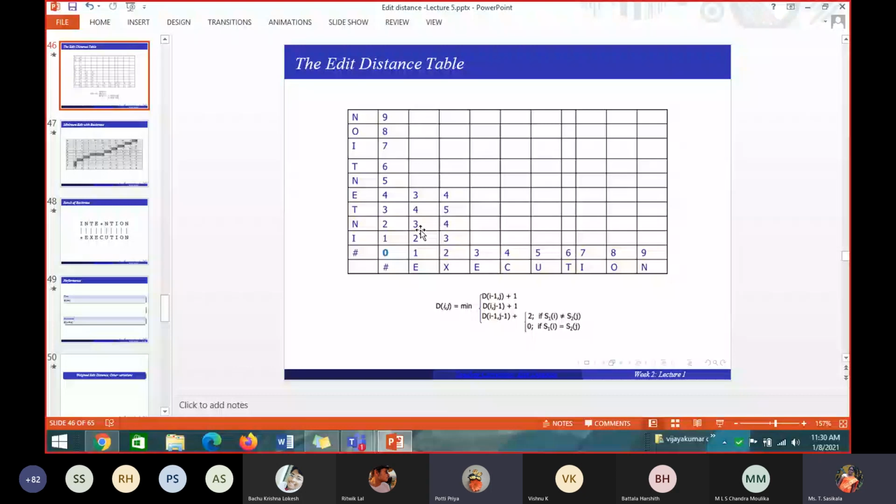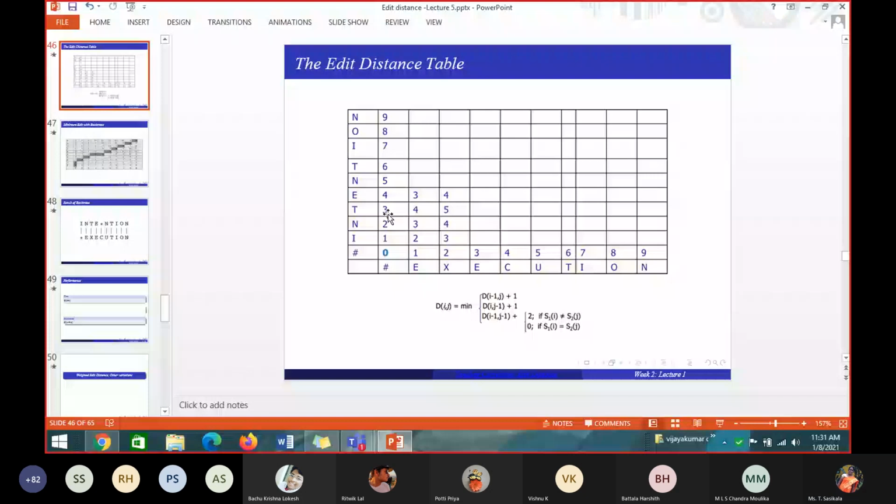E with T. What is the left side value for that box? 4. Left side, which box, ma'am? E and T, I am calculating now. E and T is 3, it is there. Down, what is there? 3. So left side 3 plus 1 is 4. Down 3 plus 1 is 4.